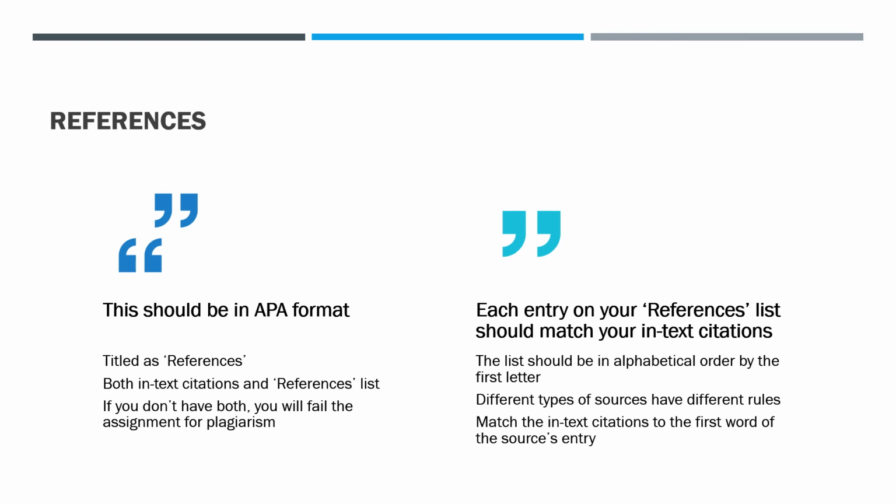Last, each entry on your references list should match your in-text citations. The list should be in alphabetical order by the first letter, and different types of sources have different rules. So you have to not only make sure that you have them in the correct formatting, but also that the in-text citations match the first word of the source's entry.